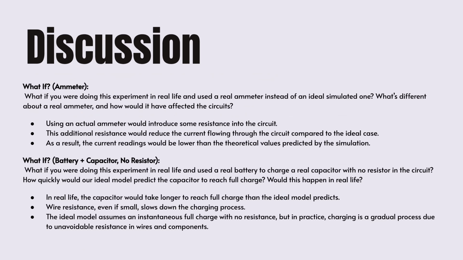And so some potential ways that we could redo the experiment were if we were doing it in real life and used a real ammeter instead of an ideal simulated one, which could have added some more resistance. And what if we were doing this in real life and used a real battery to charge a real capacitor with no resistor in the circuit? And how quickly would our ideal model predict the capacitor to reach full charge? So it would take longer, and with resistance, this slows down the charging process.